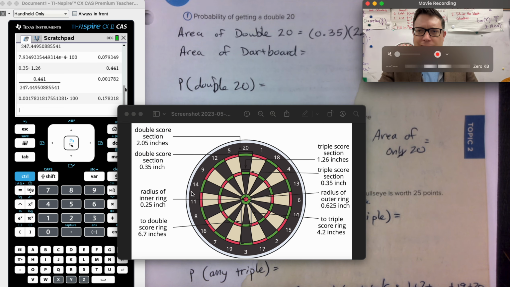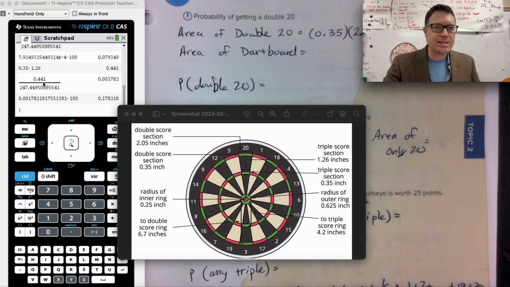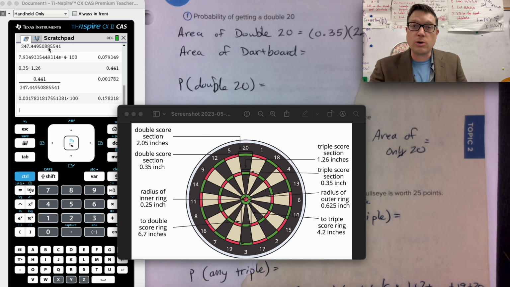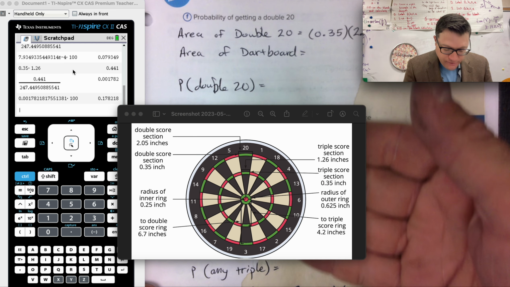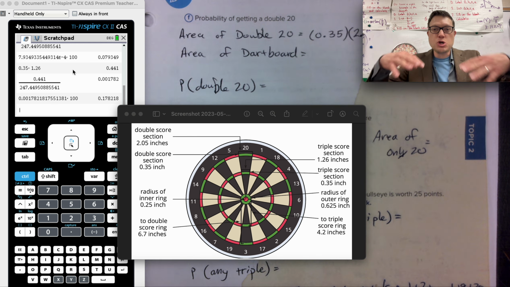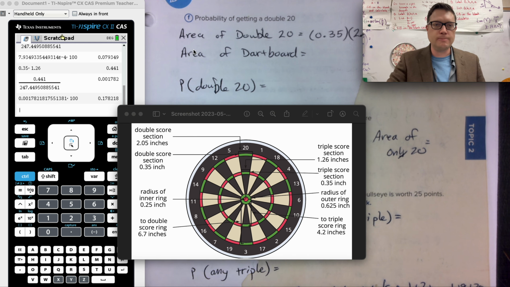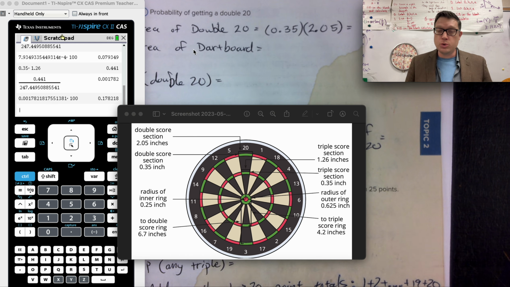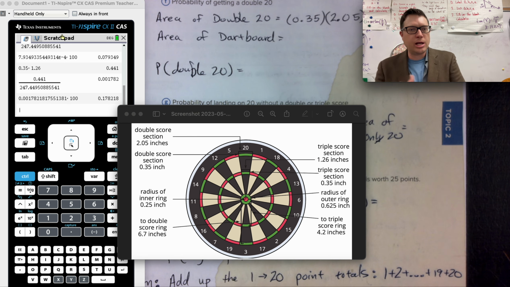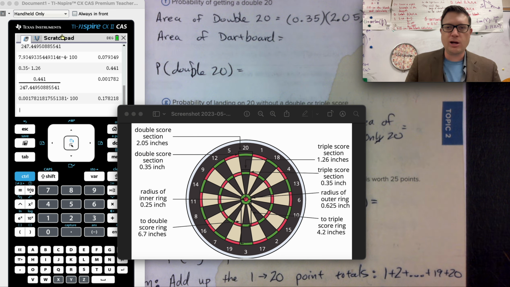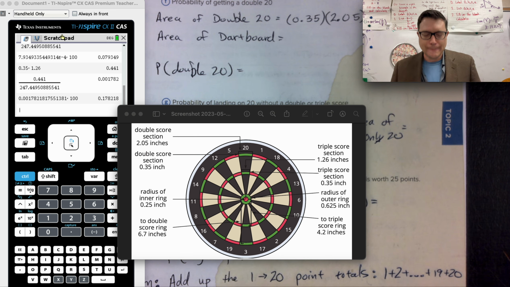Now, as we continue this problem, over here on the side, I've got this number, 247.4495088. That number is the area of the dartboard, and every time that we have to find an area of the dartboard, I can just go back up in the yellow calculator to use it. So please make sure you've done your 902 notes, and you have the yellow calculator. You didn't delete anything. That was my observation in the middle of the last video. Don't delete. You can still go back up and use.